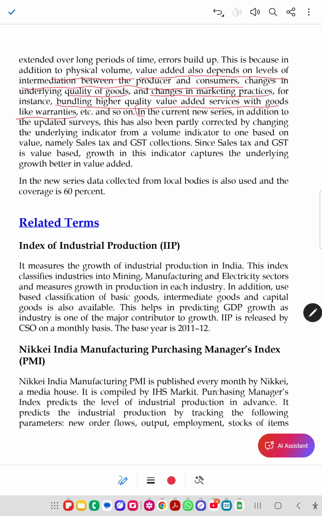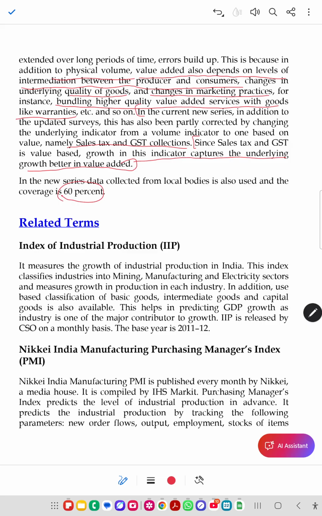In the current new series, in addition to the updated survey, this has also been partly corrected by changing the underlying indicator from a volume indicator to one based on value, namely sales tax and GST collection. Since sales tax and GST are value based, this indicator captures the underlying growth in value added better. In the new series, data collected from local bodies is also used and the coverage is 60%.